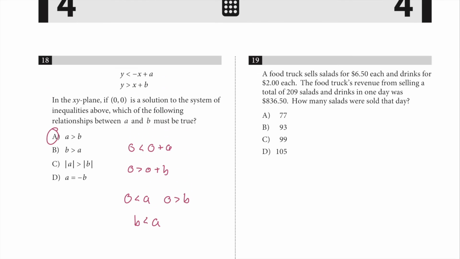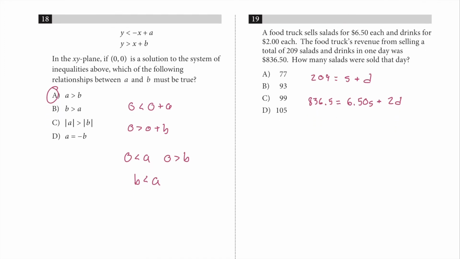A food truck sells salads for $6.50 each and drinks for $2 each. The food truck's revenue from selling a total of 209 salads and drinks in one day was $836.50. How many salads were sold that day? So we know 209 will equal the total number of salads plus drinks that were sold. And we know that $836.50 will equal the cost of a salad times the amount of salads sold plus the cost of a drink times the amount of drinks sold.